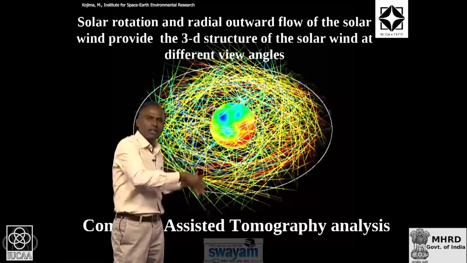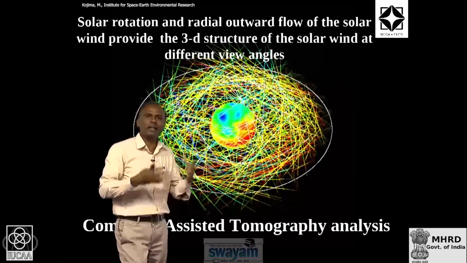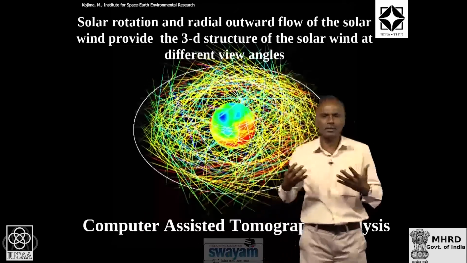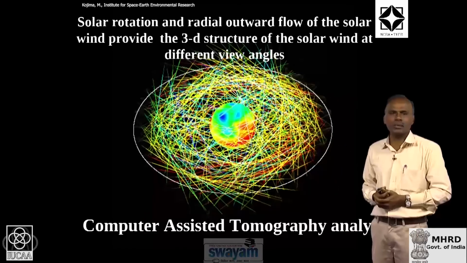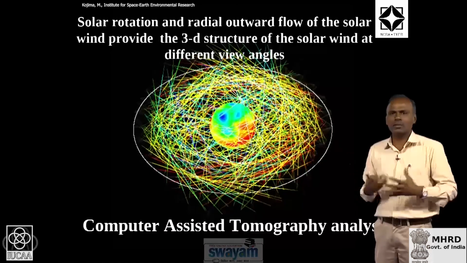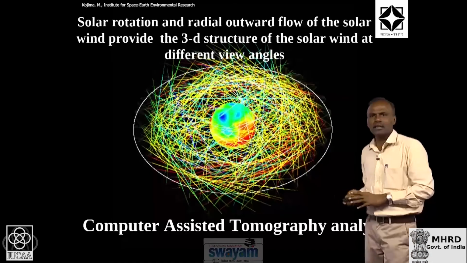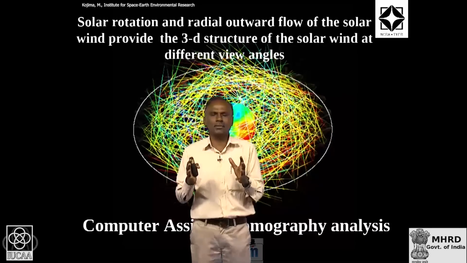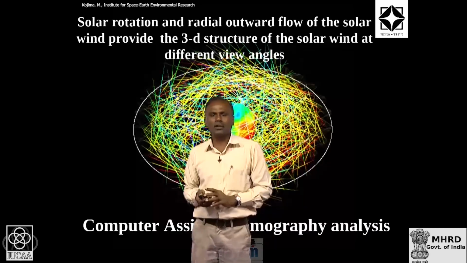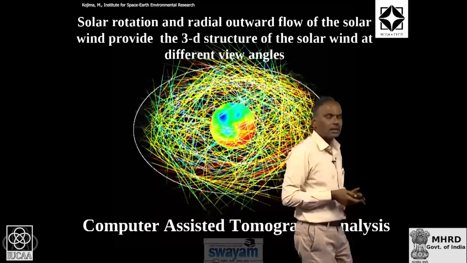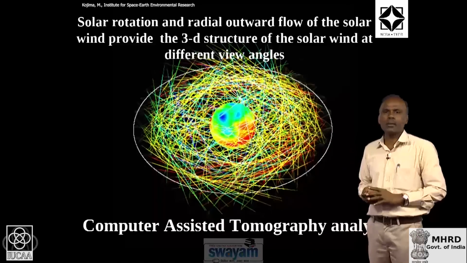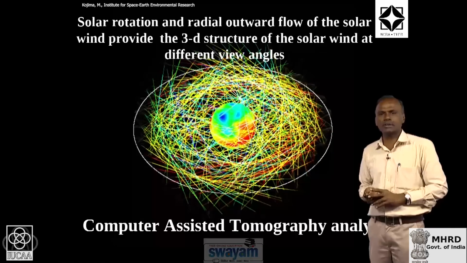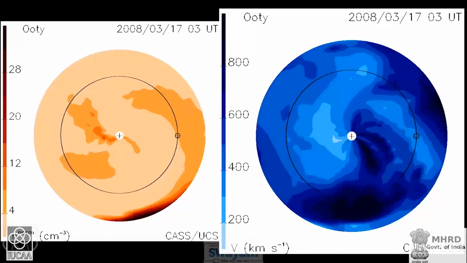Since we have a large number of cuts in the heliosphere, we can do a computer assisted tomography to understand the three-dimensional heliosphere also. It's a typical tomographic analysis. For interplanetary scintillation observations, UCSD, University of California at San Diego, developed a tomography software. We used that software to reconstruct the three-dimensional heliosphere using IPS observations from Ooty.